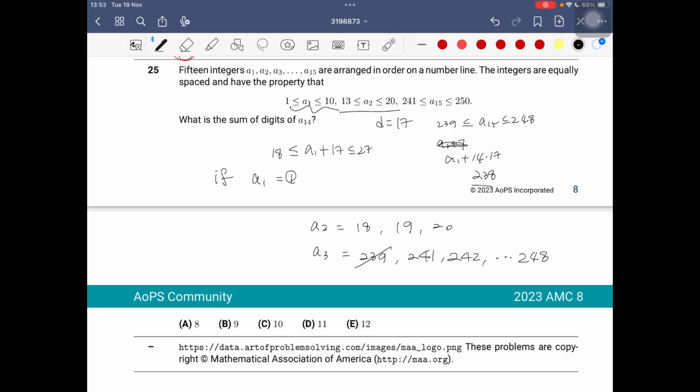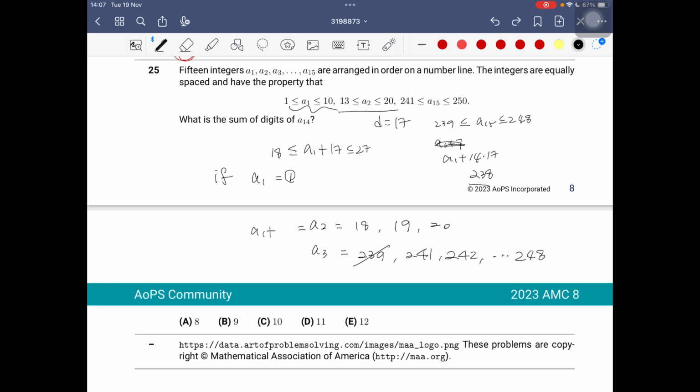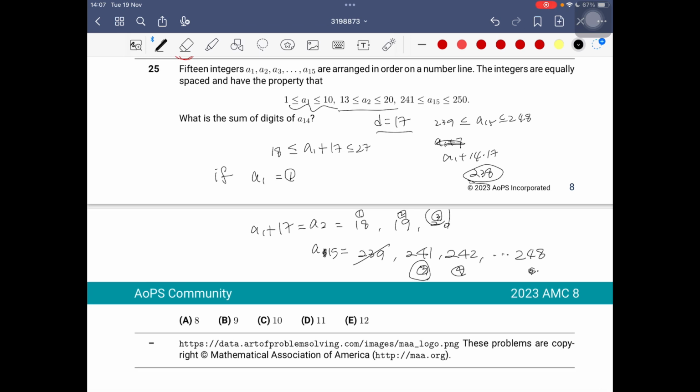So now, because we fixed it, D is 17. So in that case, A1 can be 1 or 2 or 3, and A15 can be 239, 240 and so on, because this is 238. So which means A1 is 3. So now we know A1 is 3 and D is 17. So A14 is 3 plus 13 times 17. So 170 plus 51, 221. So 224. So the digit sum 2 plus 2 plus 4 becomes 8.